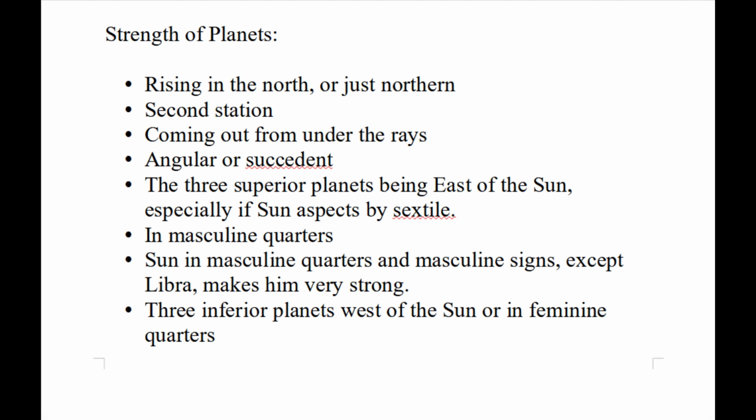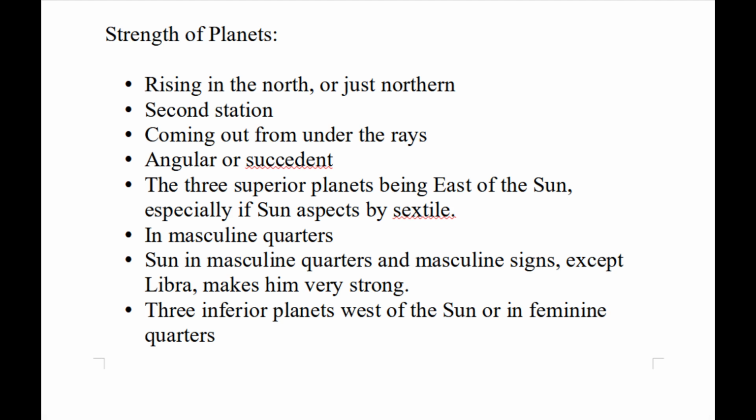Coming out from under the rays, we talked about that before. So combustion versus under the rays. Angular or succeedent, what does that mean? That's called to be advancing. The 3 superior planets being east of the sun. That's oriental of the sun, meaning they rise and set before the sun, especially if the sun aspects by sextile. In masculine quarters, we'll talk about that another time. Sun in masculine quarters and masculine signs, except Libra, and the 3 inferior planets west of the sun or in feminine quarters.